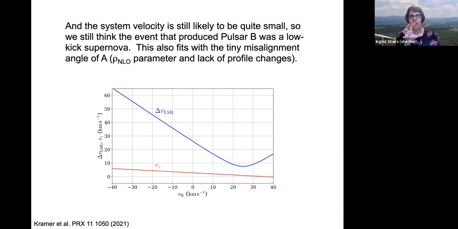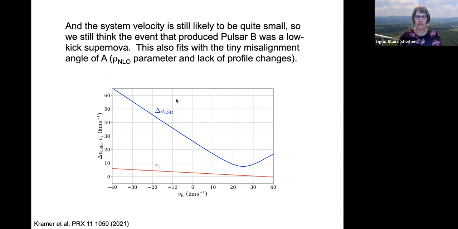Those types of supernovae are predicted to be much more symmetrical than your standard iron core collapse supernova, where you can get kicks of a few hundred kilometers per second in some cases. Here, we've done previous modeling 15 years ago even that suggested that the kick was likely quite small in this case. And our new observations tie in with that beautifully.